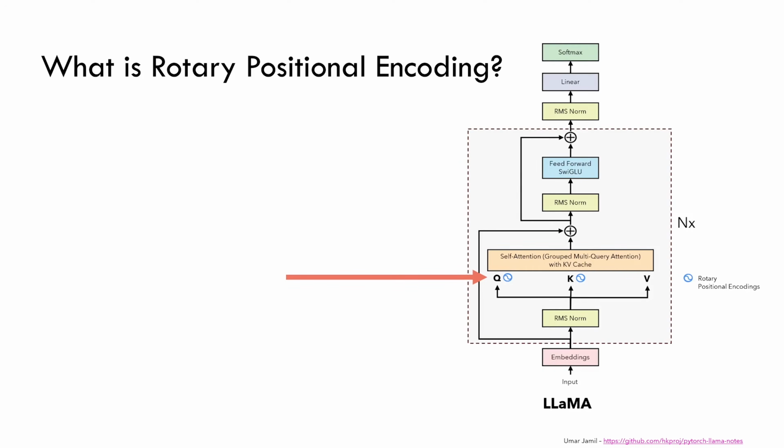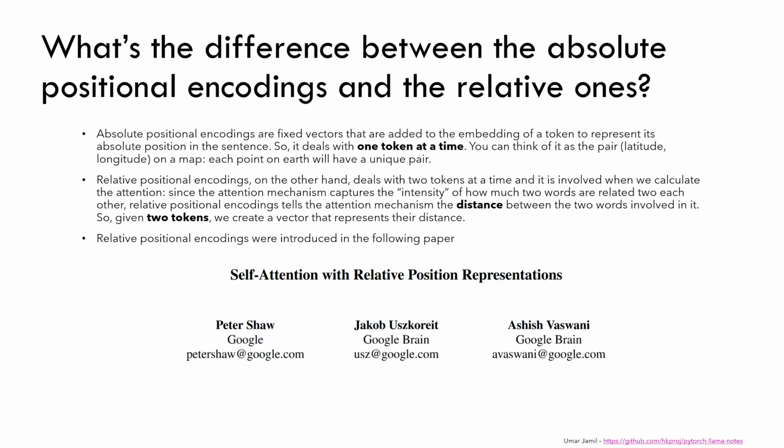We have a new kind of positional encoding called rotary positional encoding. Absolute positional encodings are fixed vectors that are added to the embedding of a token to represent its absolute position in the sentence. So the token number 1 gets its own vector, the token number 2 gets its own vector, the token number 3 gets its own vector. The absolute positional encoding deals with one token at a time.